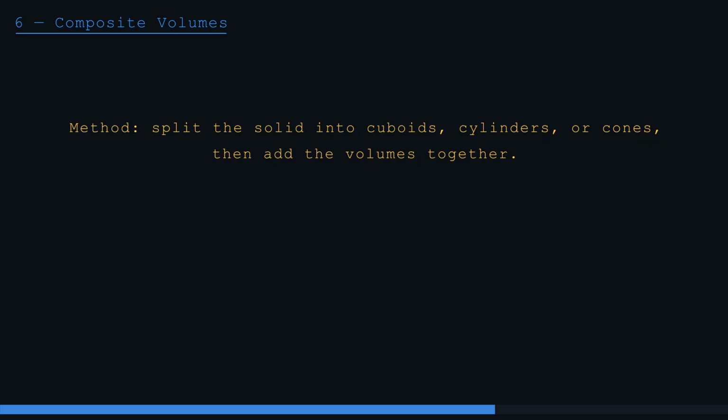Composite solids are made of two or more simple shapes joined together. Split the solid into cuboids, cylinders, or cones. Calculate each volume separately, then add them together.